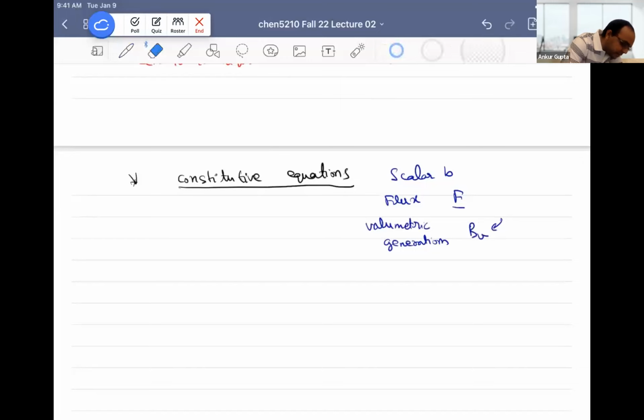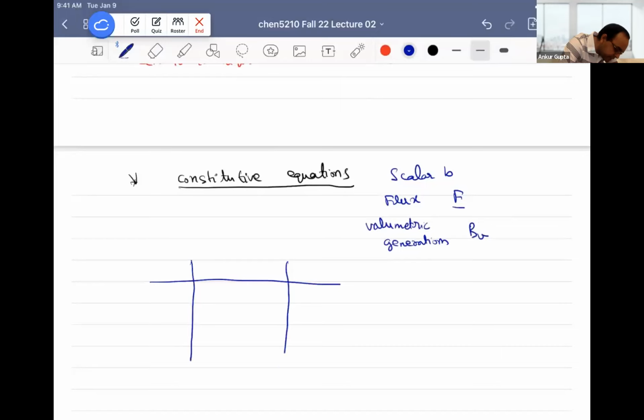We'll discuss this in a little more detail. And the scalar can be a few things. So what can the scalar be? So that we don't repeat derivations, we are doing this. Let's say we have a scalar B, a flux, and a volumetric generation. These are all scalars. Only the flux is a vector.